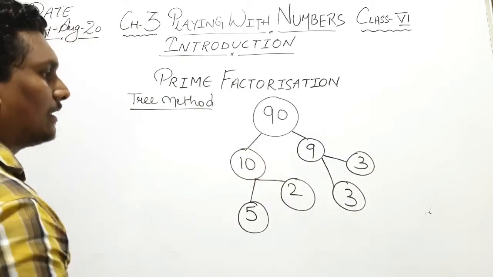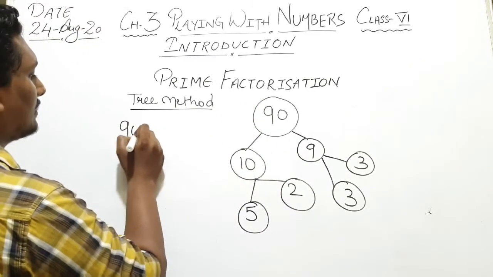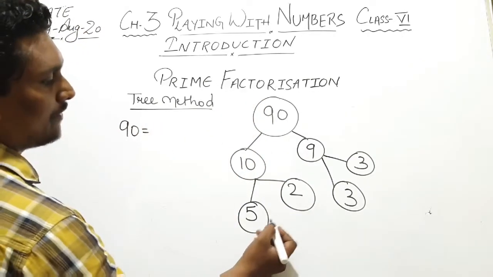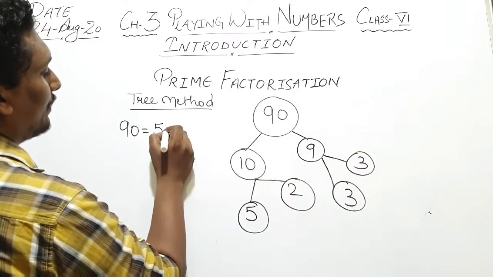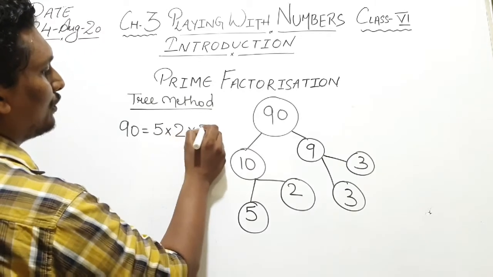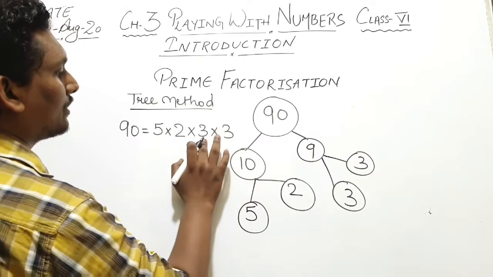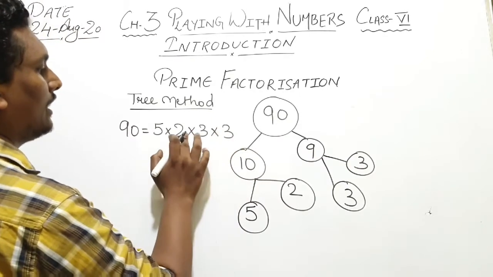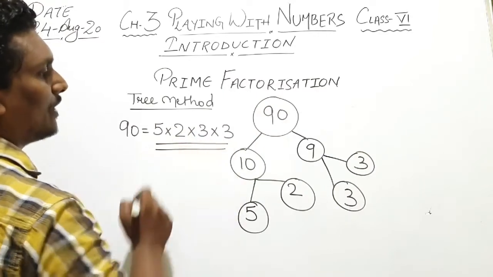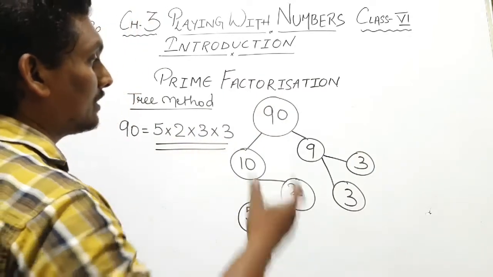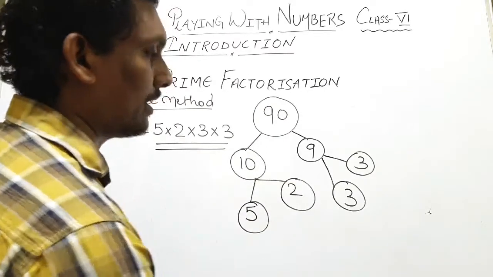Now in the tree method, the factors are like this: 90 is equal to 5 into 2 into 3 into 3. So when you multiply it, 3 into 3 is 9, 9 2s are 18, 18 5s are 90. So this is all about the tree method. This kind of tree you have to make. Okay, just go through it.